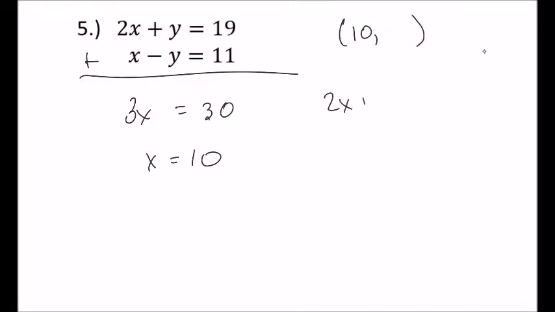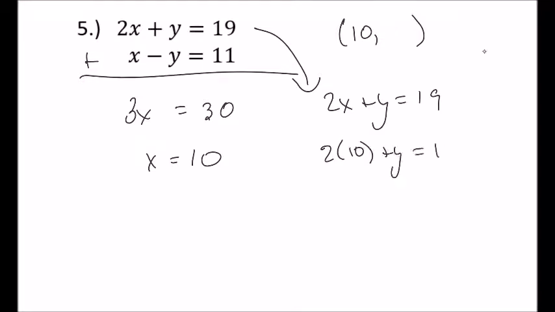If we take that 2x plus y is equal to 19, this problem right here, we're going to get 2 times 10 plus y is equal to 19. 20 plus y is equal to 19. Minus 20 from both sides, y equals negative 1.